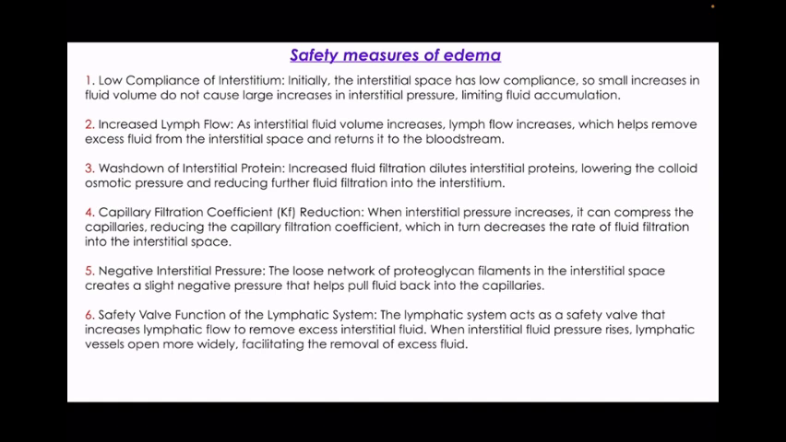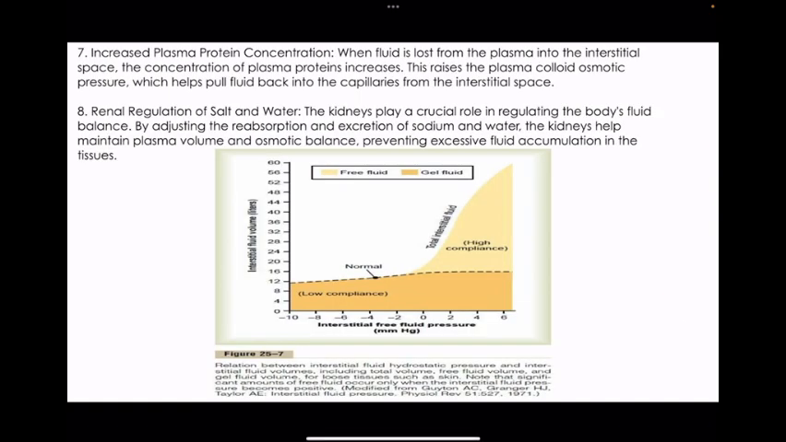Number 6, safety valve function of the lymphatic system. The lymphatic system acts as a safety valve that increases lymphatic flow to remove excess interstitial fluid. When interstitial fluid pressure rises, lymphatic vessels open more widely, facilitating the removal of excess fluid. Number 7, increased plasma protein concentration. When fluid is lost from the plasma into the interstitial space, the concentration of plasma protein increases. This raises the plasma colloid osmotic pressure, which pulls fluid back into the capillaries from the interstitial space.